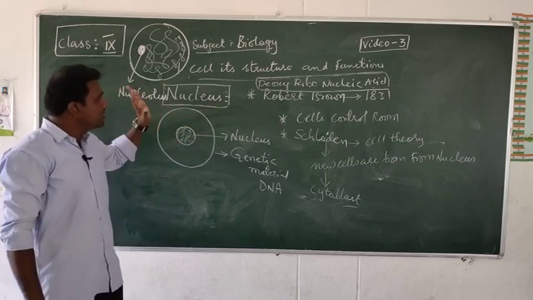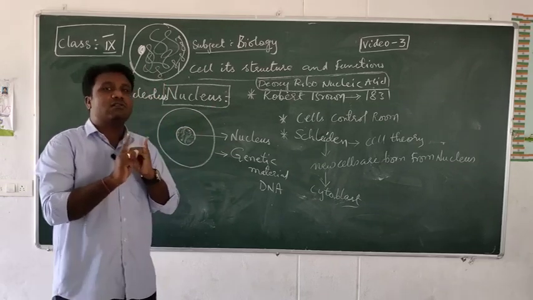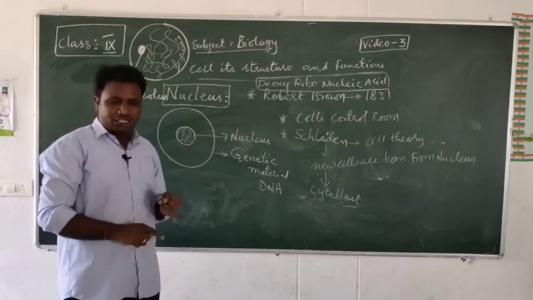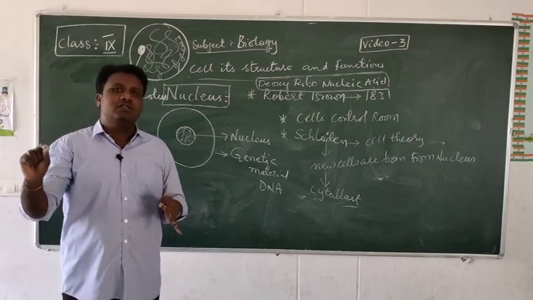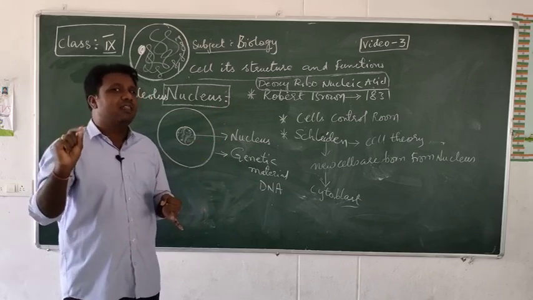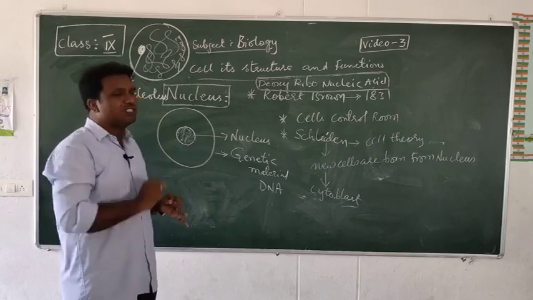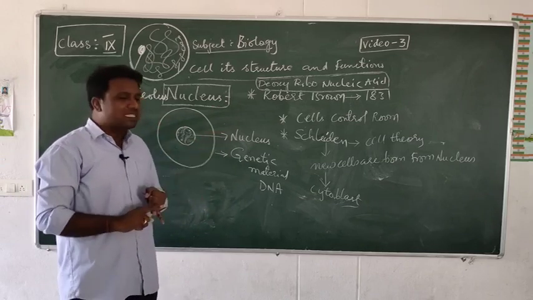So what we have discussed, the nucleus. Who discovered the nucleus? Robert Brown. In which year? 1831. What is it called? Cell's control room. All the functions of this cell are under the control of this nucleus. That's why it is called the cell's control room.